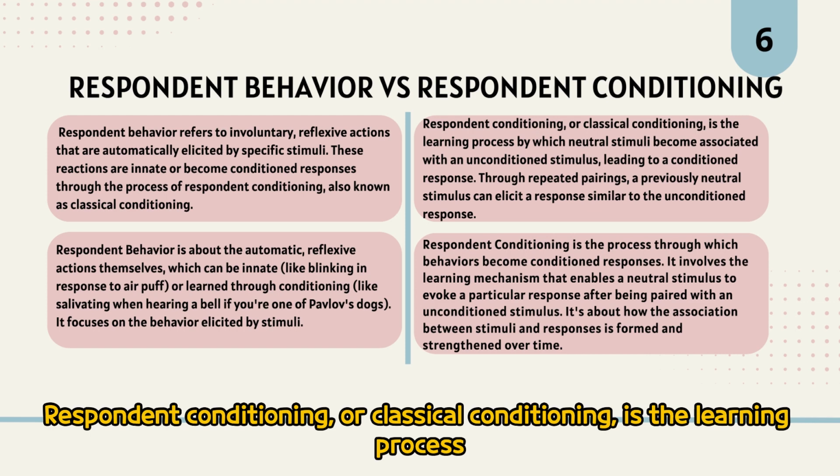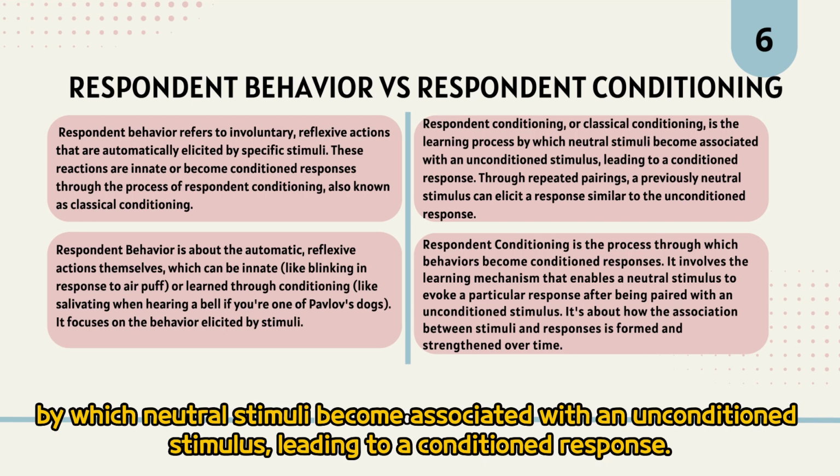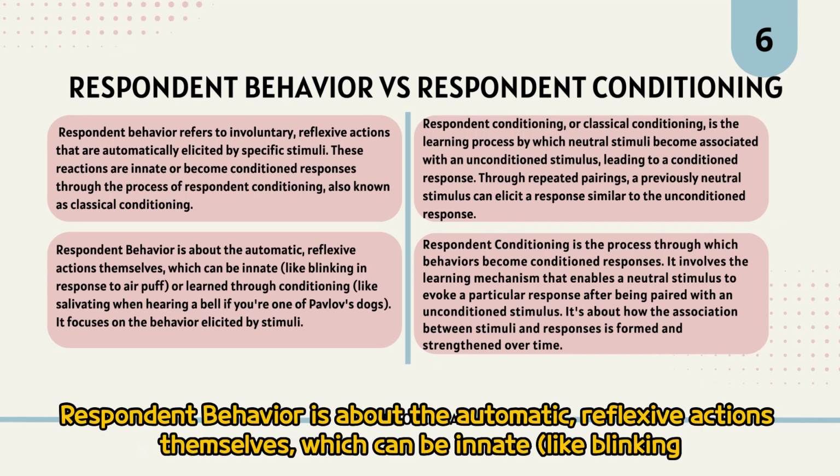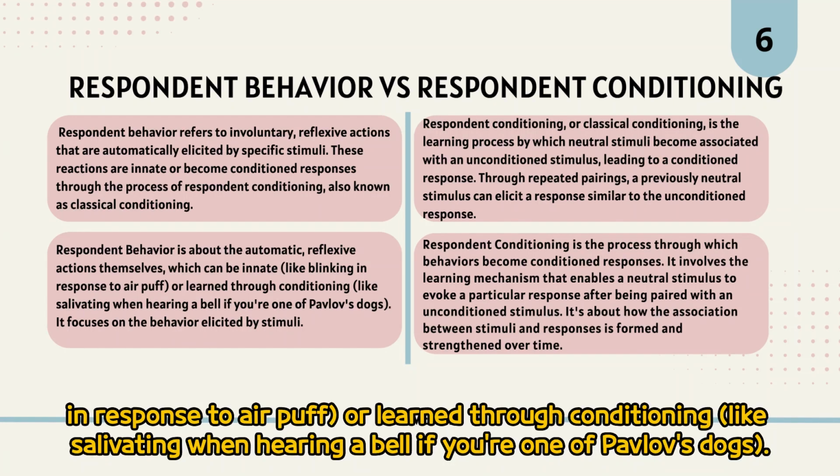Respondent conditioning, or classical conditioning, is the learning process by which neutral stimuli become associated with an unconditioned stimulus, leading to a conditioned response. Through repeated pairings, a previously neutral stimulus can elicit a response similar to the unconditioned response. Respondent behavior is about the automatic, reflexive actions themselves, which can be innate, like blinking in response to an air puff, or learned through conditioning, like salivating when hearing a bell if you're one of Pavlov's dogs.